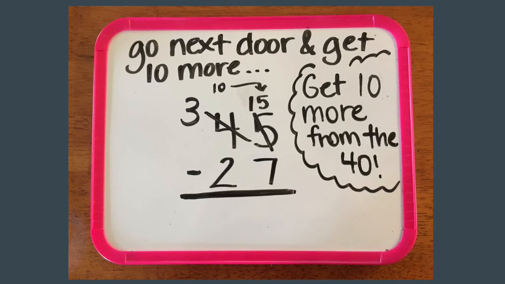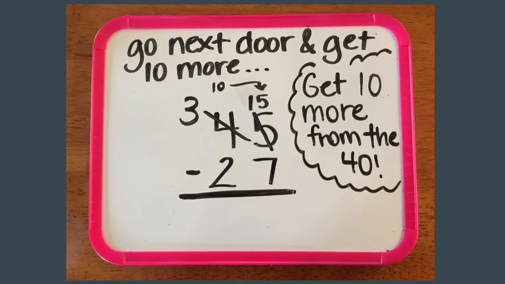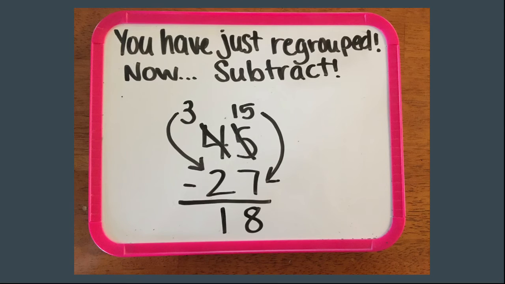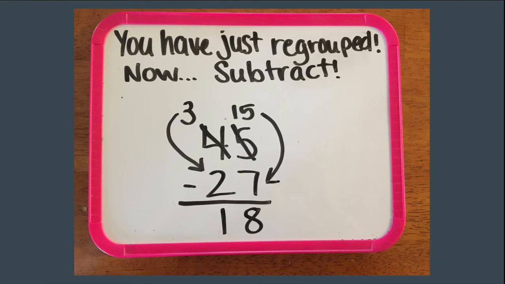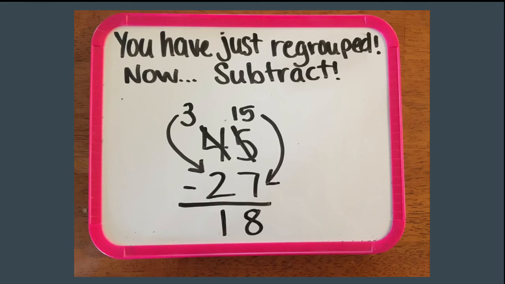I can now take that 10 and put it in the ones place. But when it's in the ones place, it's no longer one group of 10, it's 10 ones, which makes the number 15. Way to go! You have just regrouped. Now all that's left to do is subtract. We now have a 3 in the tens place column and 15 in the ones place column. So I know that 15 minus 7 is 8, and 3 minus 2 in the tens place column is 1, which makes our answer 18. 45 minus 27 is 18.